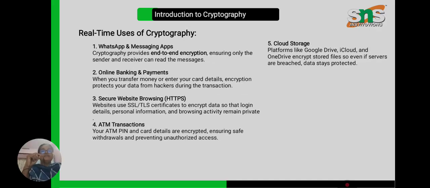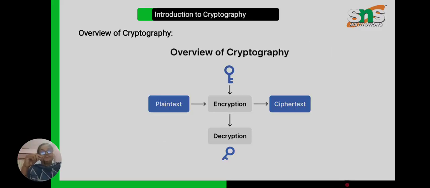These are the real-time uses of cryptography: WhatsApp and messaging apps, cloud storage, online banking and payments, securing websites, especially browsing, and ATM transactions. These pictorial representations clearly show an overview of cryptography, which we have discussed so far in this video.